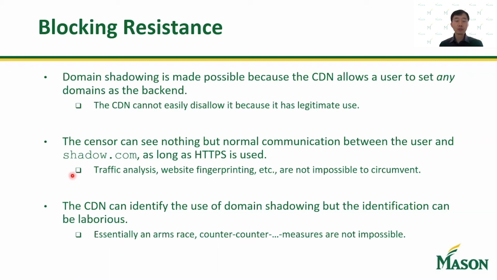And of course, the censor can do traffic analysis and website fingerprinting, but this technique is not mature, and also it is not impossible to circumvent. And also the CDN by itself can identify domain shadowing users, but the identification doesn't come for free. The CDN has to spend significant effort and time to identify it. So essentially, the identification is a kind of endless arms race. The CDN can do a countermeasure, but then we can find a countermeasure and so on and so forth.